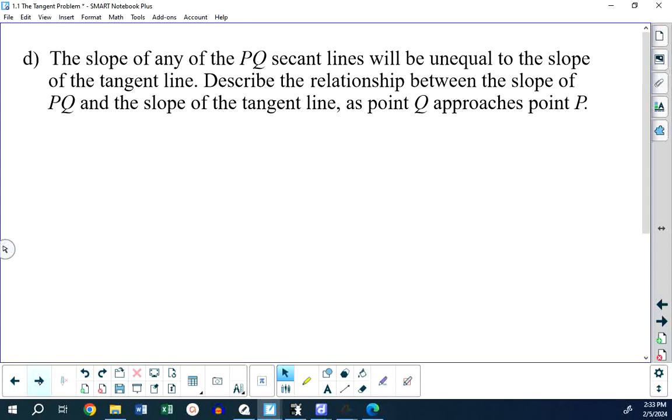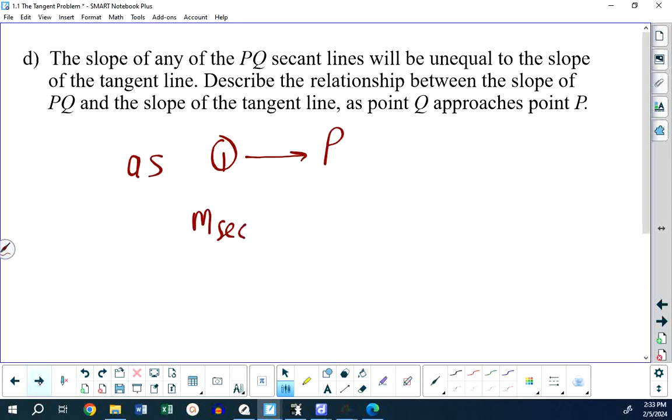And this is a way for me to introduce important notation. As Q approaches P, and it has to be Q approaching P. P doesn't approach anything. P is a fixed point. Q is on the move. As Q approaches P, the slope of the secant approaches the slope of the tangent. But there's a better way to write that. The better way to write it is to say this.